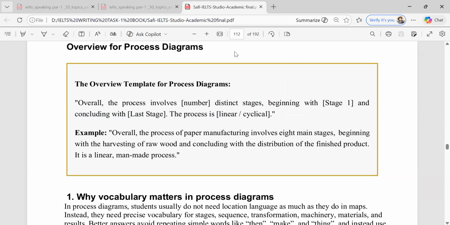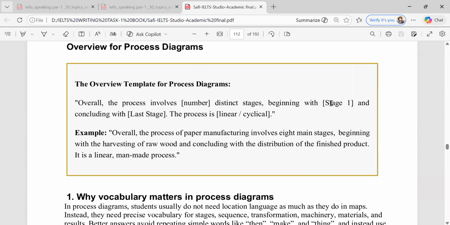Suppose the process involves 5 stages, so we can write 5 distinct stages. Simply you can write 5 here, nothing else. Distinct means different stages. Then after that you put a comma, and then you will write beginning with, and then you write down stage number 1, what it begins with. Suppose we want to talk about cement production, so we can say the process involves 5 distinct stages.